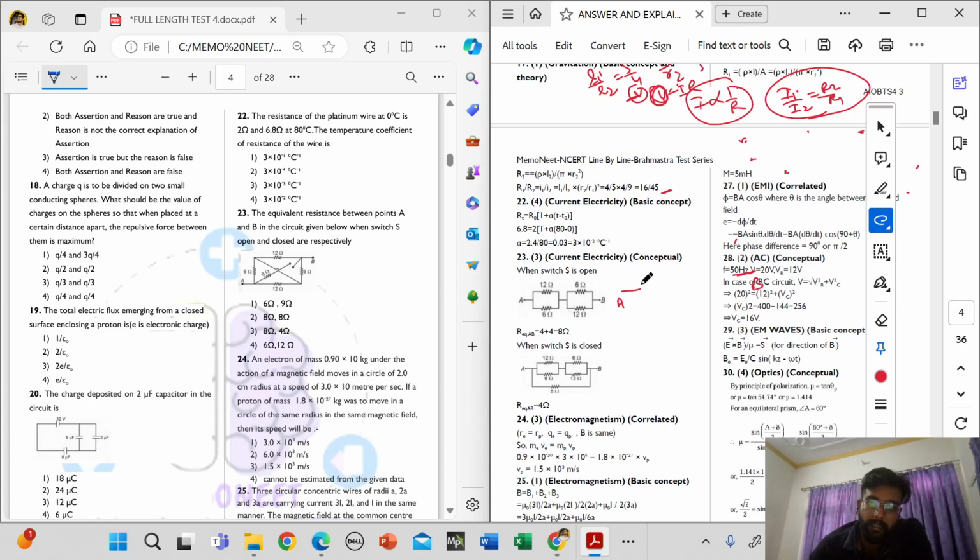A 6 ohm resistance is connected here with A. Then from this end, a 12 ohm resistance is connected, and they are connected with some wire. And from point B there is a 12 ohm resistance, and here there is a 6 ohm resistance, and they are connected with the same wire. So this 12 ohm and this 6 ohm become parallel. This 6 ohm and this 12 ohm become parallel.